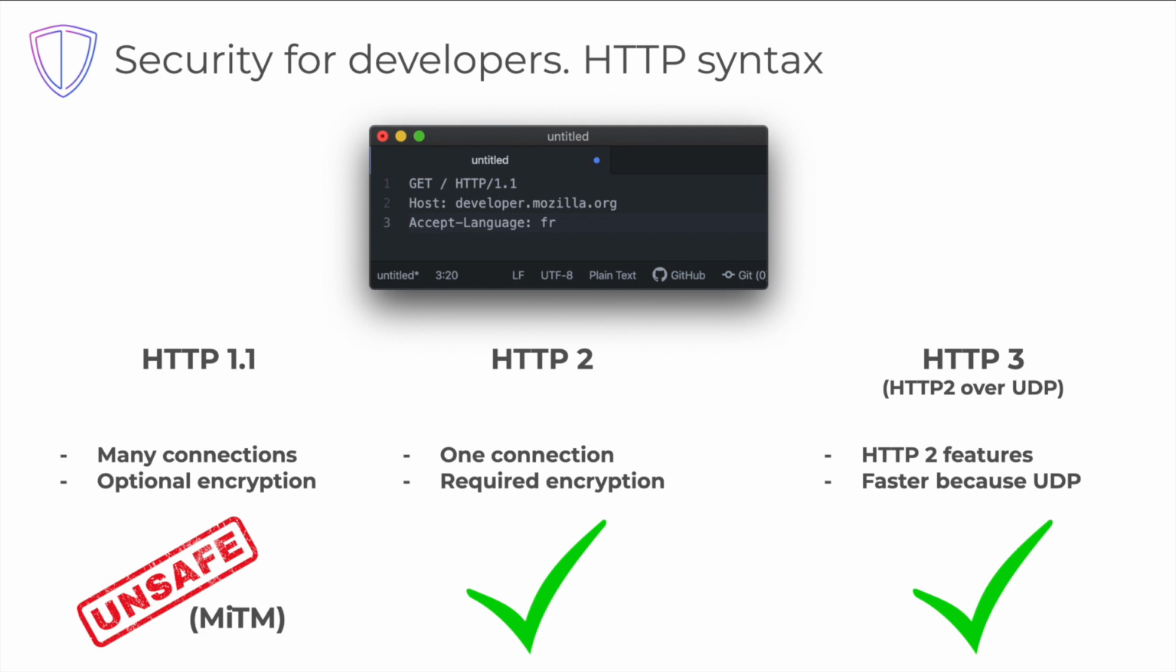The protocol has changed slightly since 1996. In the second version, encryption became mandatory, thus protecting against a man-in-the-middle attack and reducing page loading time. In the third version, a transition was made from TCP to UDP, which made the downloading process incredibly fast. We recommend updating your apps to one of these latest versions.